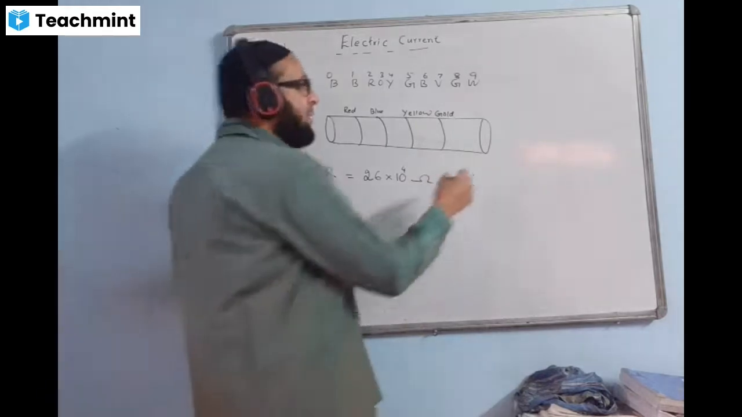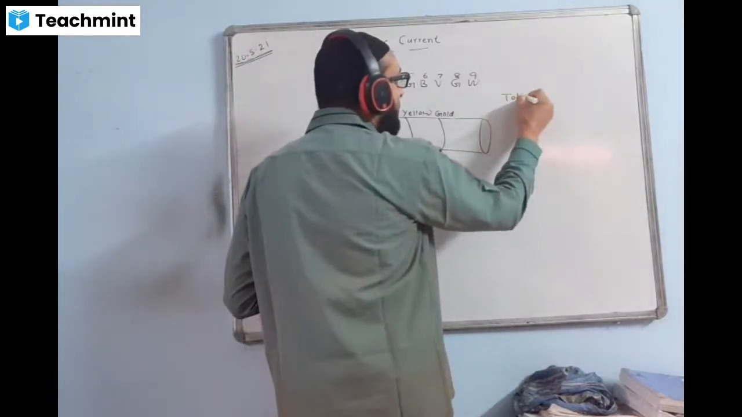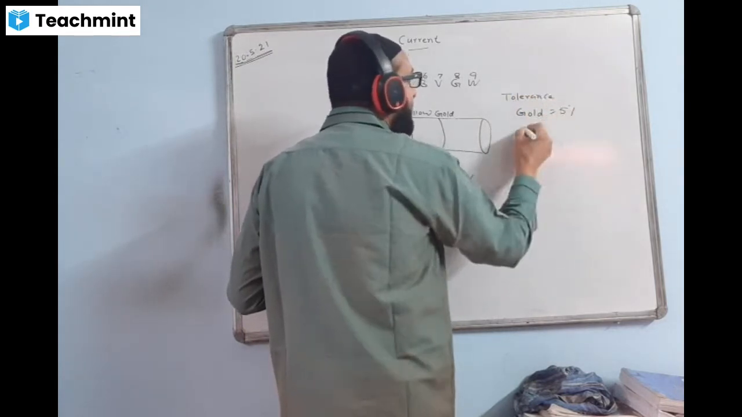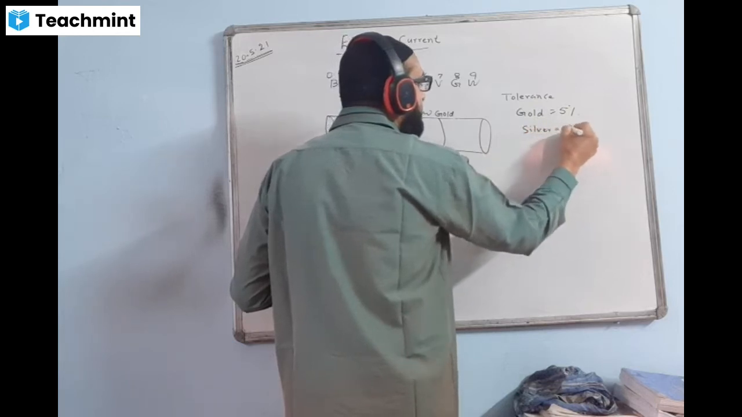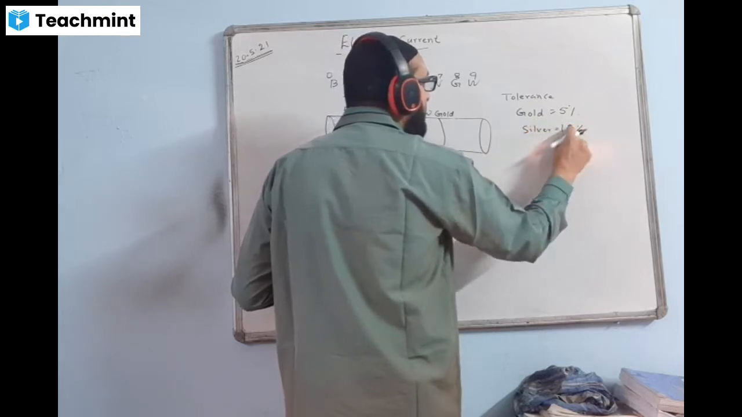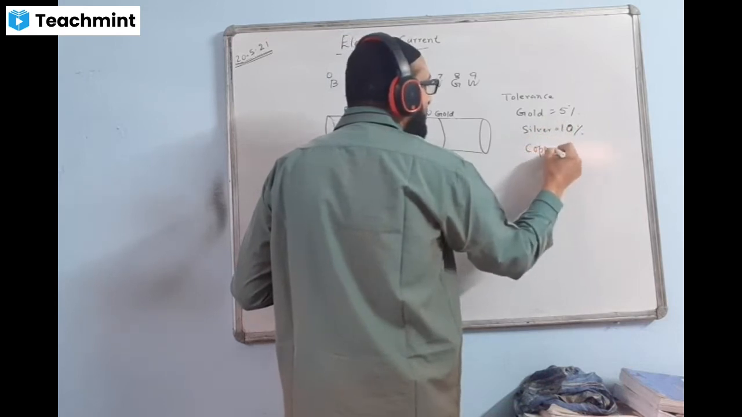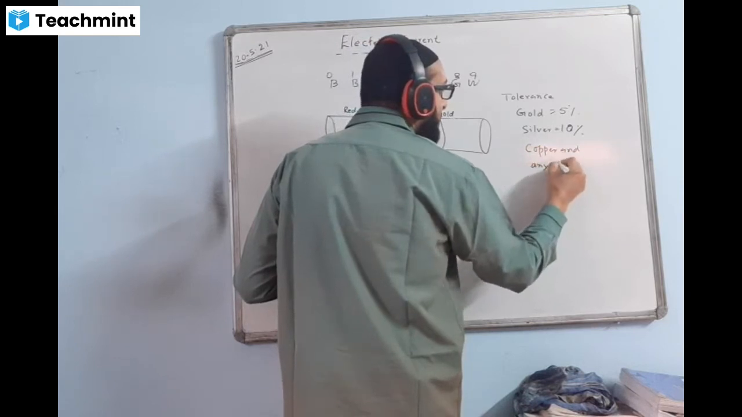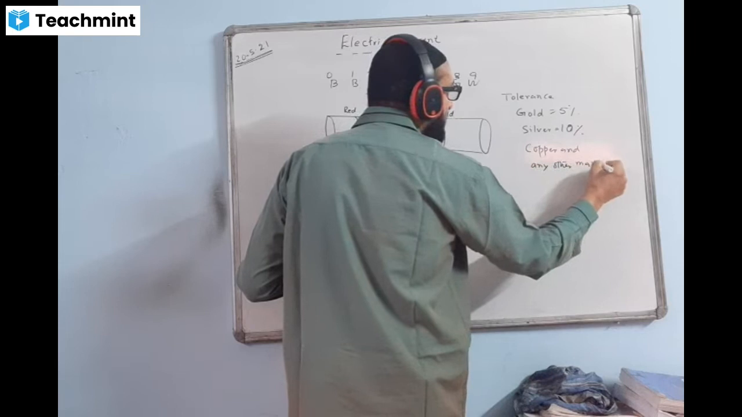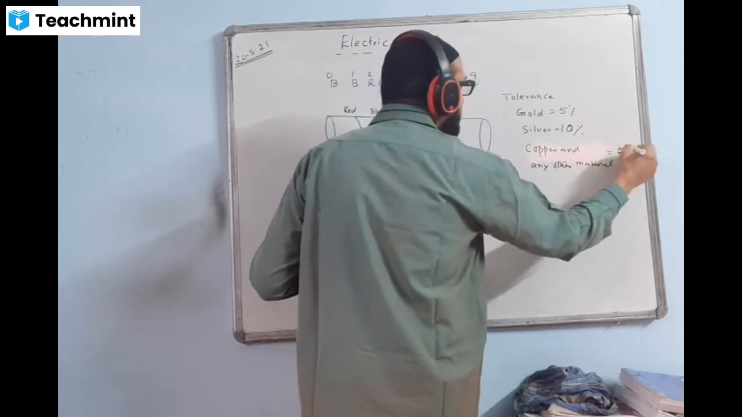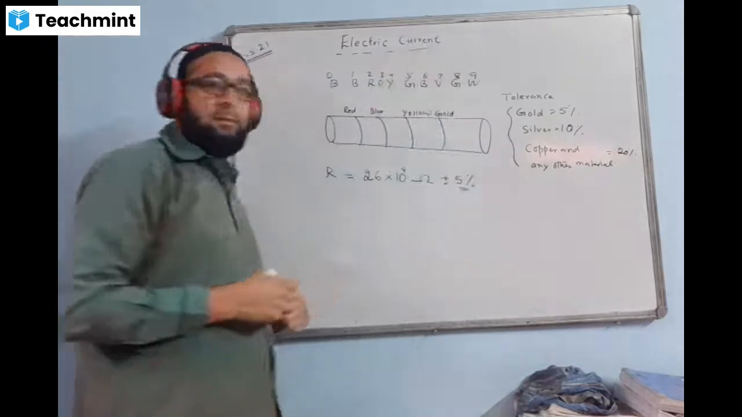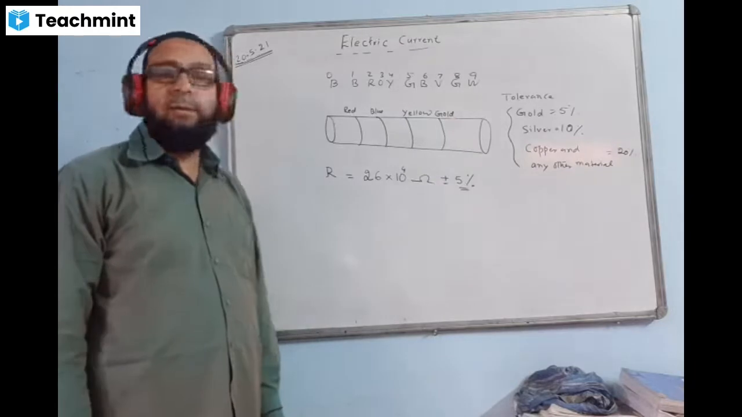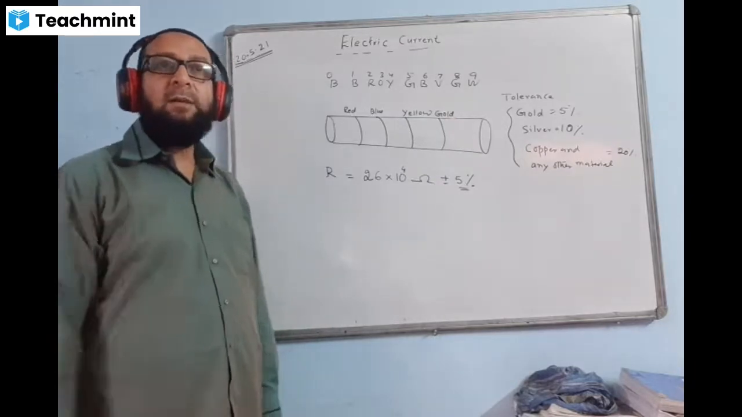This is called tolerance value. Tolerance value for gold is 5%. For silver it is 10%. For copper and any other material, it is 20%. This is the value of the tolerance factor. We have to learn the tolerance values by heart. Gold is 5%, silver 10%, and anything else will be 20%.